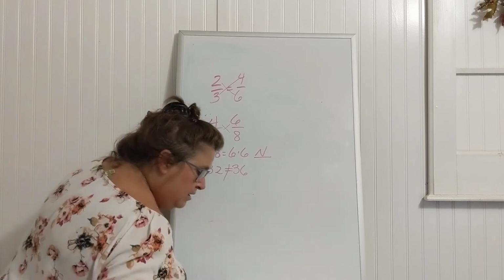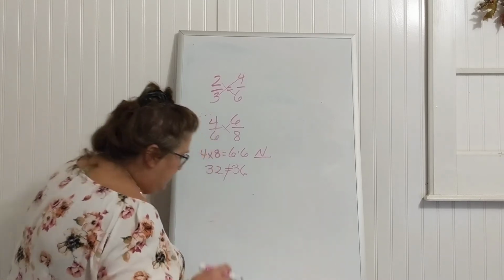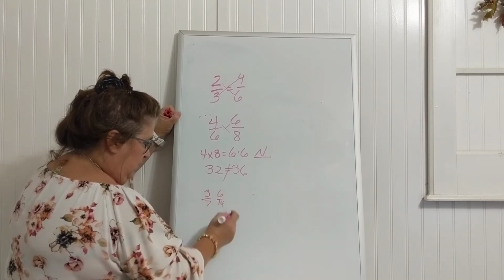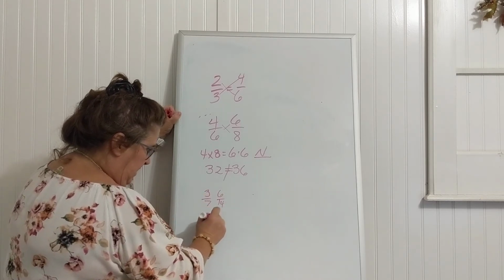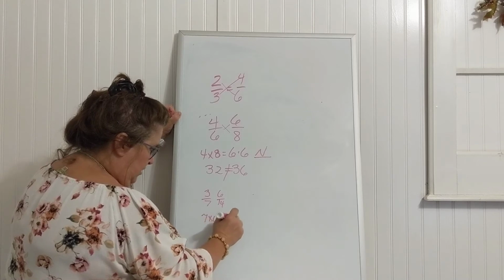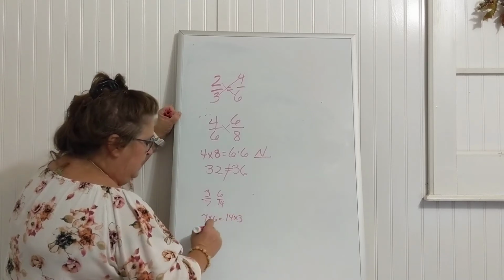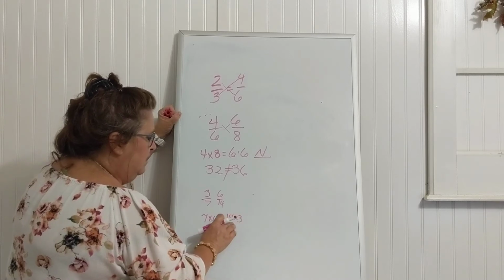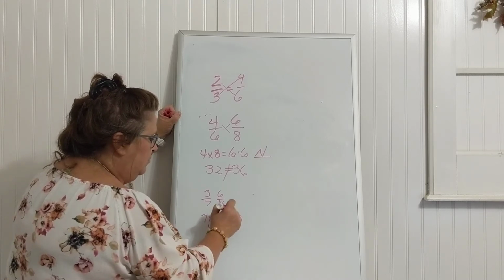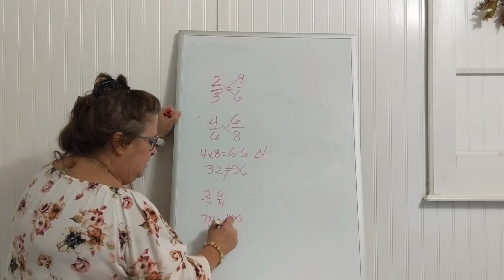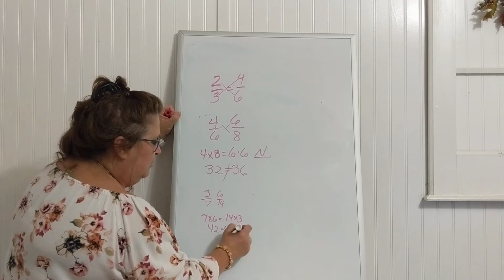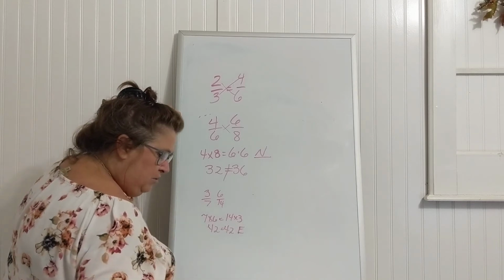Look at letter B. We have 3 sevenths and 6 14ths. We can cross multiply. 7 times 6 equals 14 times 3. 7 times 6 is 42 equals 14 times 3. 4 times 3 is 12. Put 2 down, carry the 1. 1 times 3 is 3 plus 1 is 4. Does 42 equal 42? It does. So on the line, you will put an E for equals.